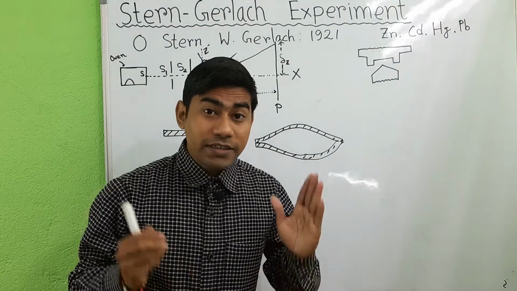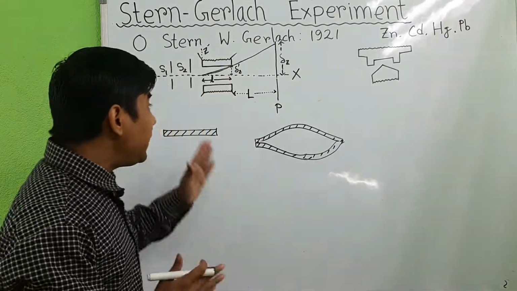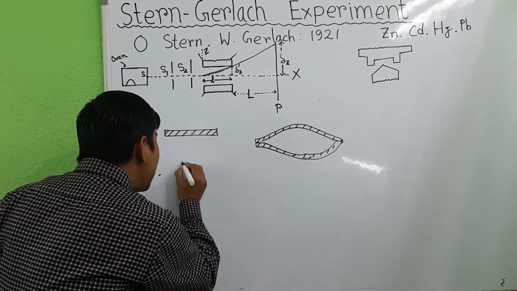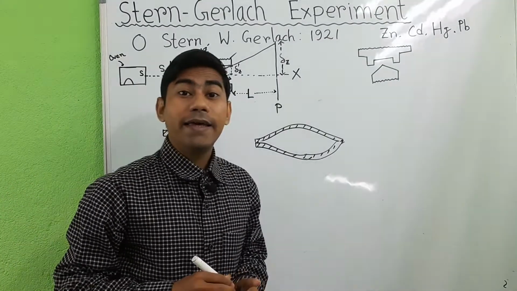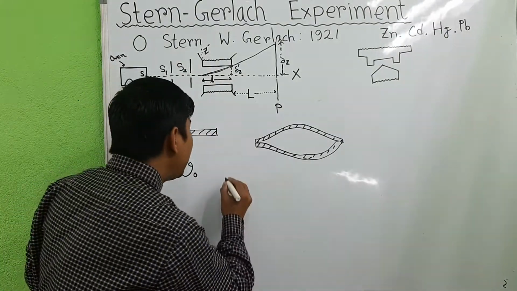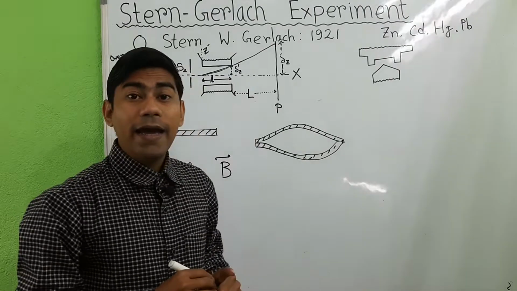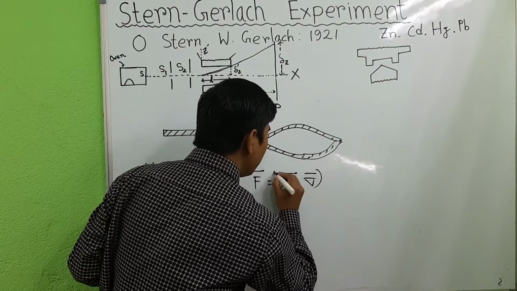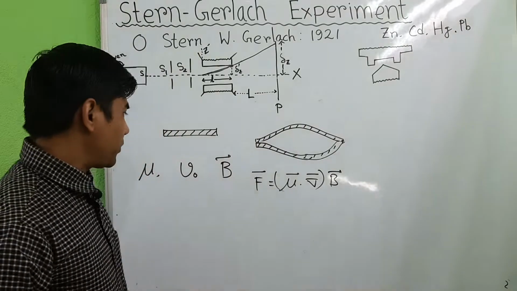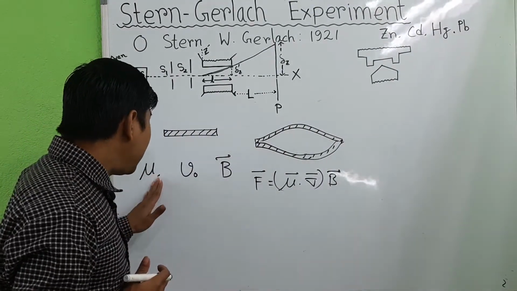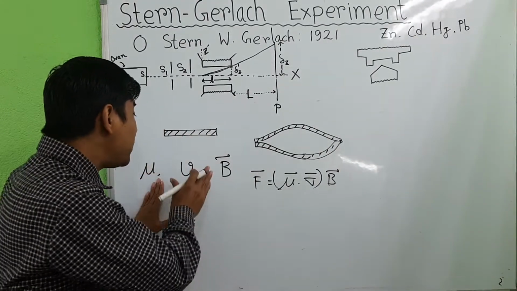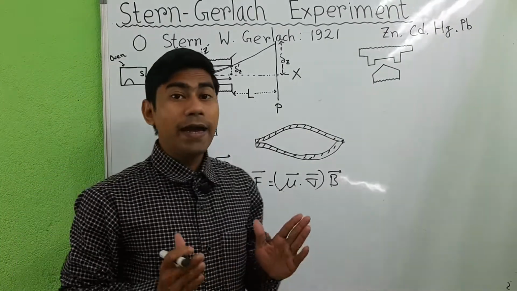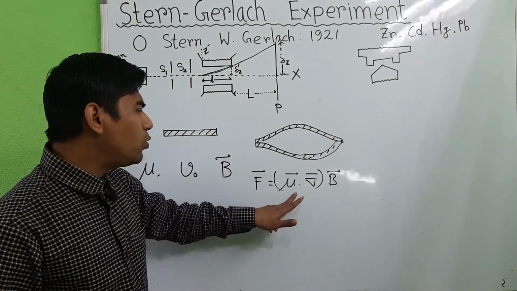Now, the silver atoms in the beam, each having magnetic dipole moment mu and traveling with the same velocity v0, enter into a non-homogeneous magnetic field B. They are acted upon by the force F equals mu dot grad B.